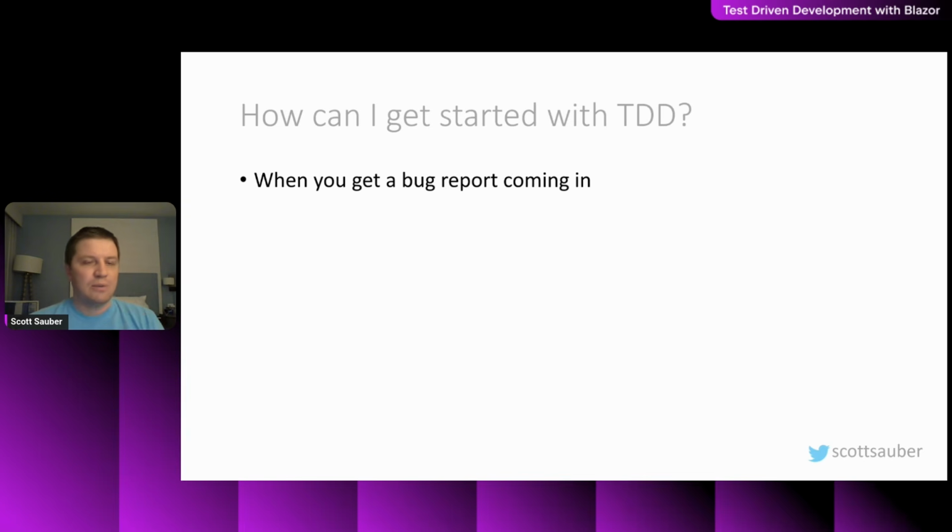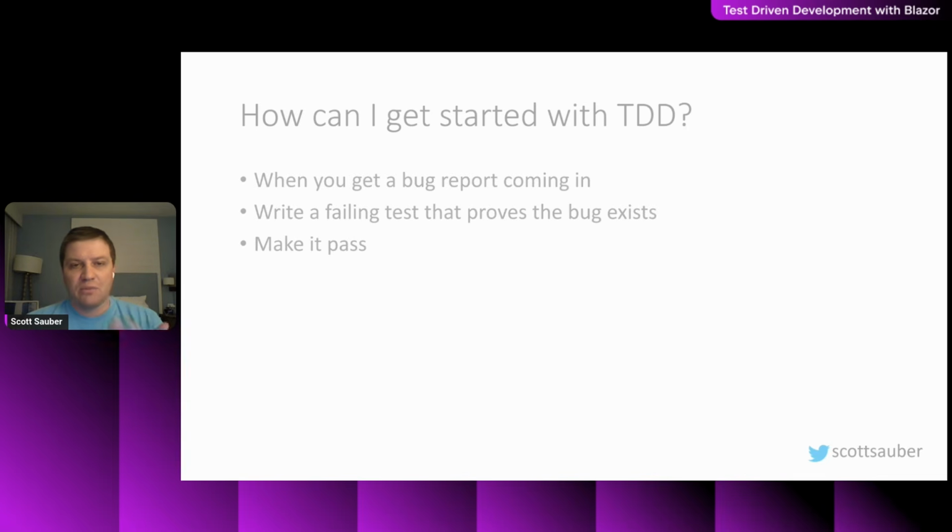And I would say probably one of the simplest ways to get started is when you have some sort of bug report come in that says, hey, I expected this behavior, but this is the behavior that I got instead. You can write a test to prove that that bug exists. The test will fail because it doesn't do the behavior you want. Then you can fix it, make sure it's green, and that proves you fixed it. That's a super simple way to get started with TDD, and honestly a great starting point before you start doing it for new features and things like that. So again, write a failing test, prove that the bug exists, and make it pass.